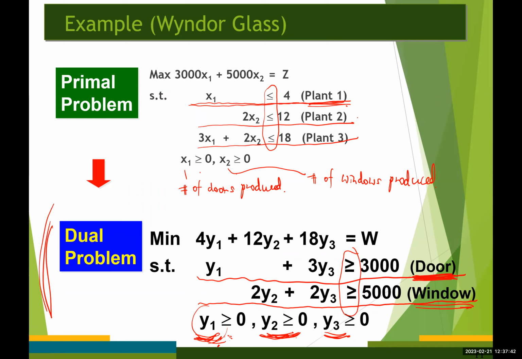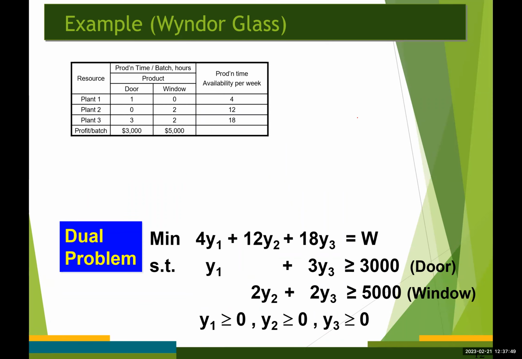Okay, so now you're ready to interpret the window glass dual problem. Let's suppose you're going to purchase all of the window glass resources. Then obviously you must determine the price you are willing to pay for a unit of each of window glass's resources. Is that correct?